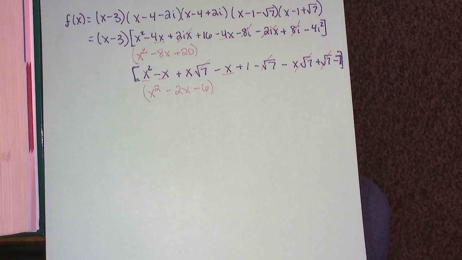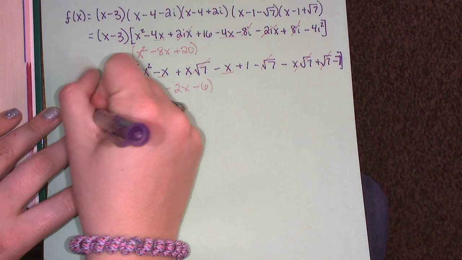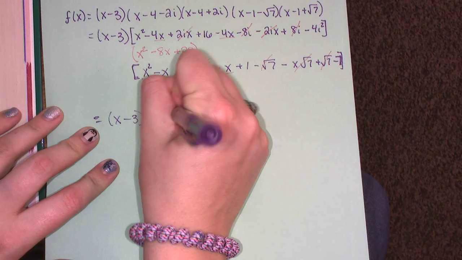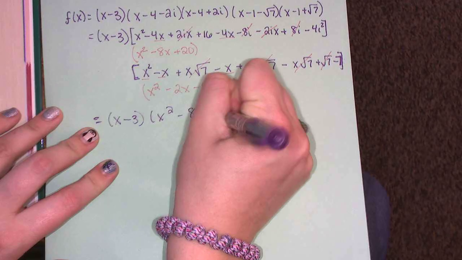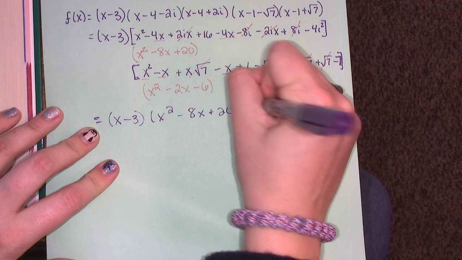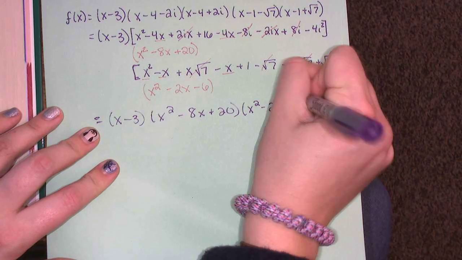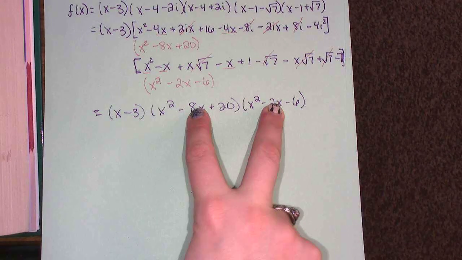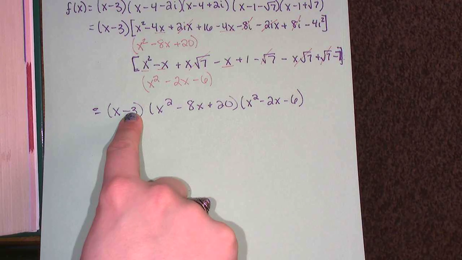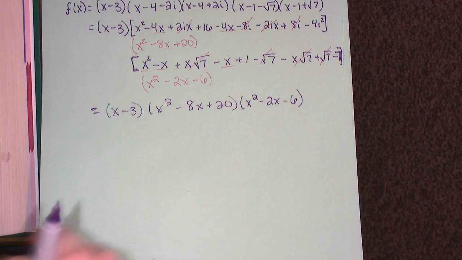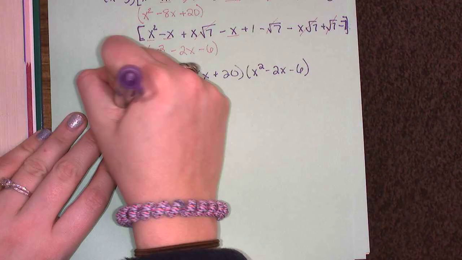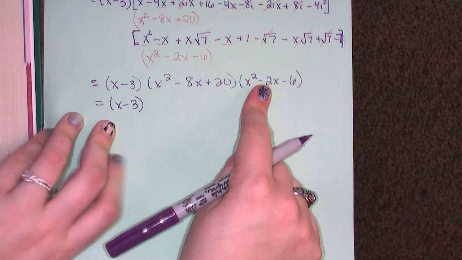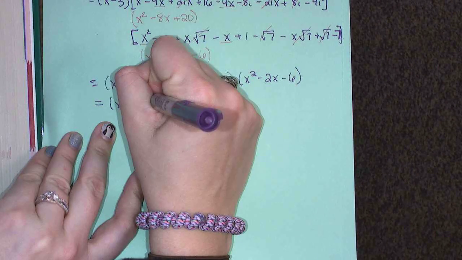So now, I'm going to rewrite this as x minus 3 times x squared minus 8x plus 20 times x squared minus 2x minus 6. So again, I probably would multiply these two first and then save this one for last. So I would just bring this one down again. So x minus 3. So then over here, I'm going to multiply all this stuff through.